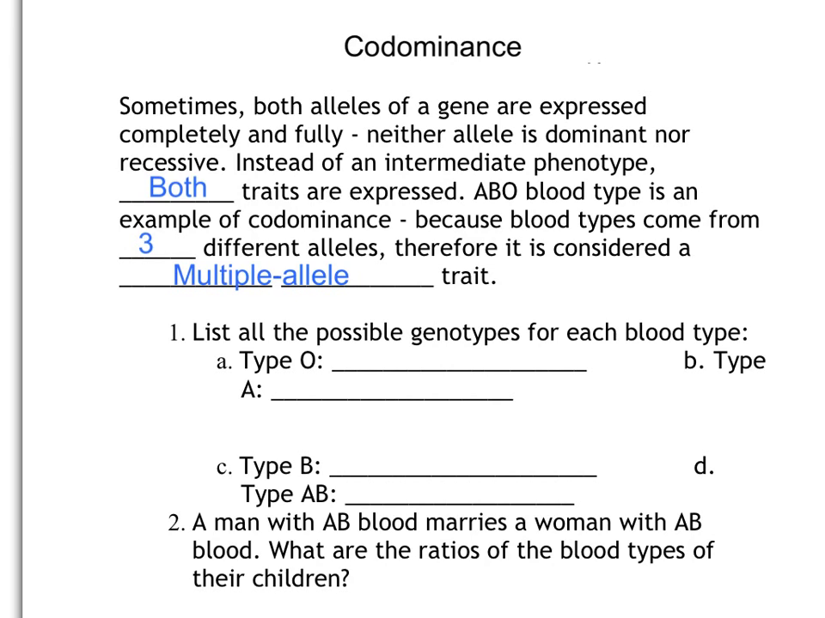Now we progress to codominance. Sometimes both alleles of a gene are expressed completely and fully. Neither allele is dominant nor recessive. Instead, an intermediate phenotype, both traits are expressed. ABO blood type is an example. Because blood types come from 3 different alleles, it is considered to be a multiple allele trait. The 3 different alleles are A, B, and little i, 3 alleles.